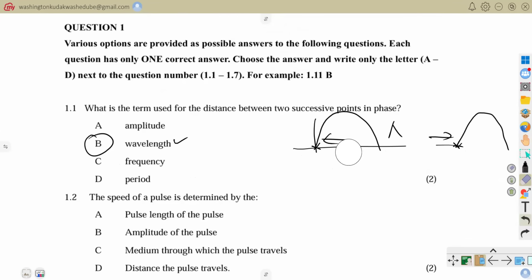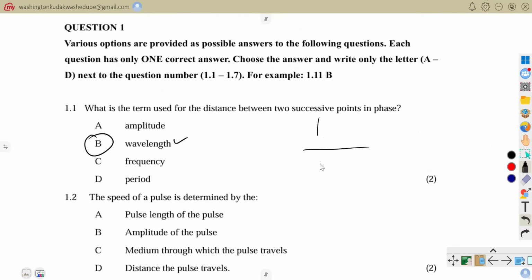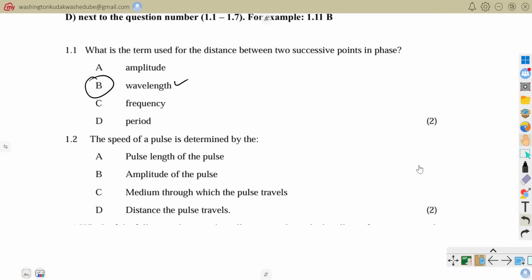Now you would see that amplitude is the distance that your particle is going to be displaced. So this is the maximum distance in which your particle would be displaced. So that becomes your amplitude. Because some will start asking why is it not the amplitude? The amplitude is the maximum distance in which your particle would be displaced.